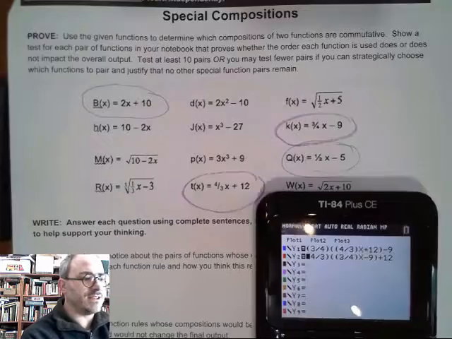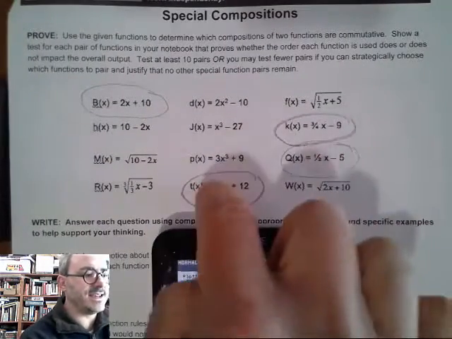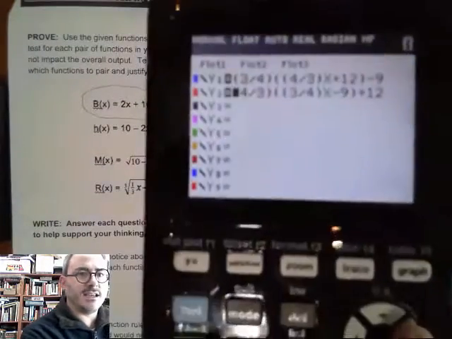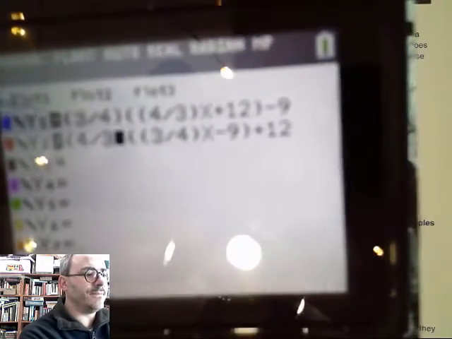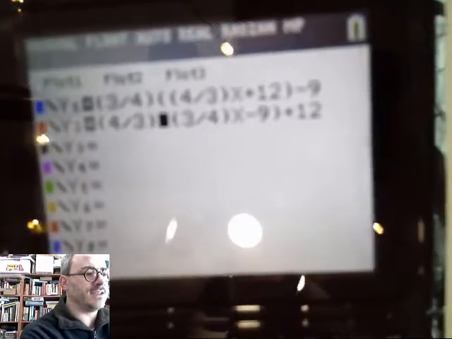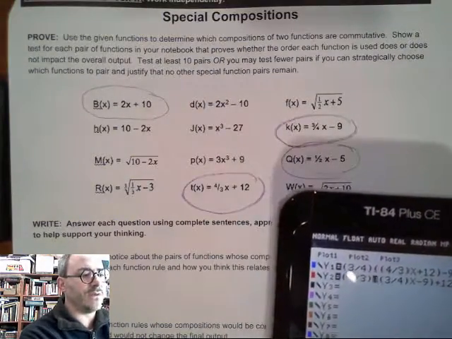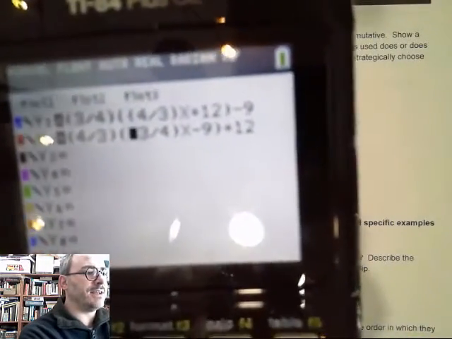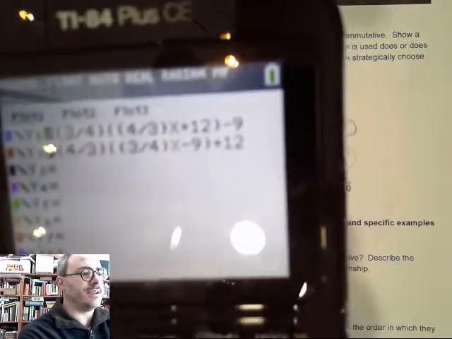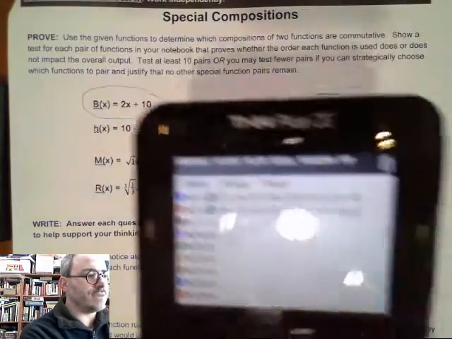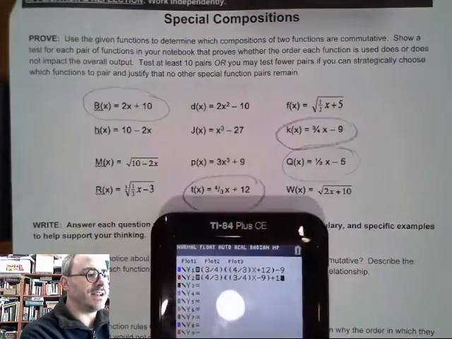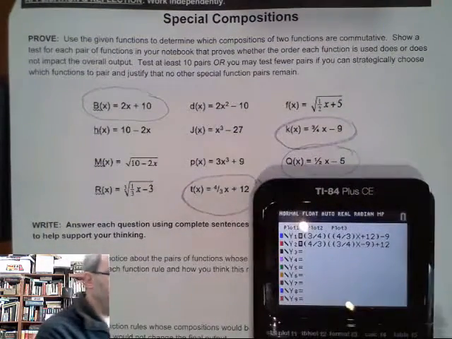In the next line, I did the opposite thing. I'm now going to put the k of x inside the t of x. So the t of x is 4 divided by 3. That needed its own parentheses in the calculator. I then needed to use another set of parentheses to put in for x. I'm going to put that whole function k of x, 3/4 times x minus 9. I'm going to put that in, but 3 divided by 4 needs its own parentheses. So 3 over 4 times x minus 9 goes in next. Plus 12, because that's what I need at the end of my t of x.